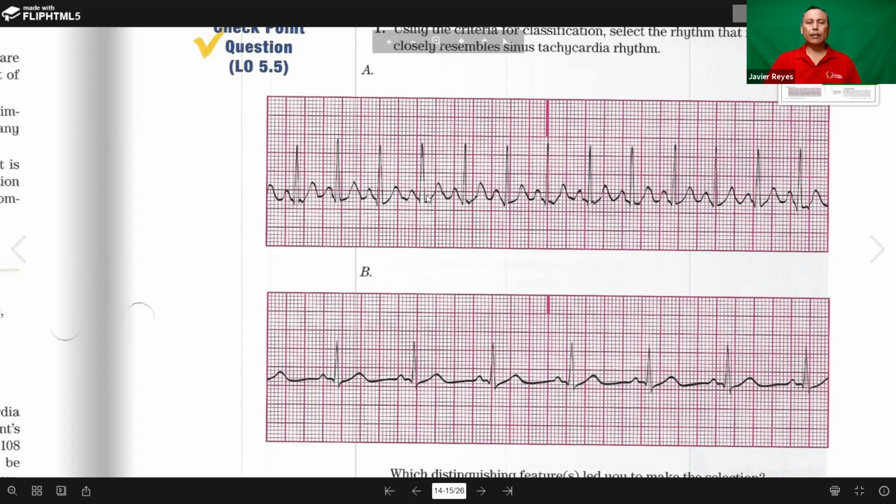Okay, so we have a sinus rhythm, right? Sinus means it's coming from the SA node. Then you look at the rate. What is the rate of this one? Count all the R's, complete waves. 1, 2, 3, 4, 5, 6, 7, 8, 9, 10, 11, 12, 13. 13 times 10 equals 130. So what do we call this rhythm?